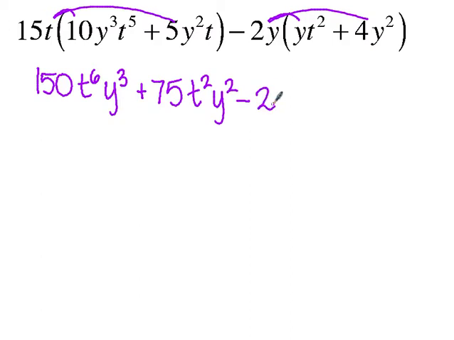Y times y, y squared. And then I already have a t squared. Next one, negative 2 times 4, negative 8, and then y times y squared, which will be y cubed.